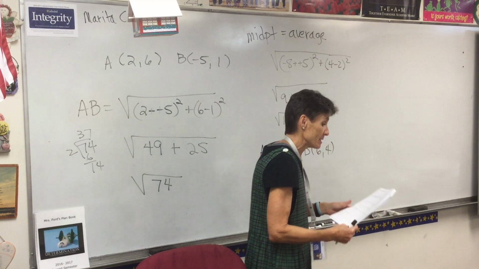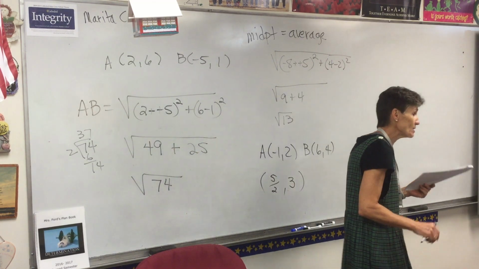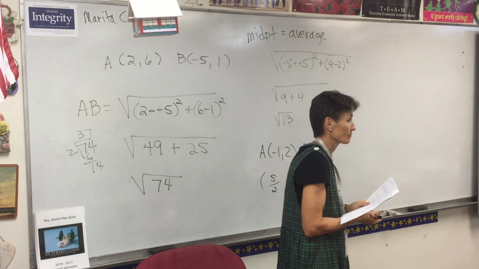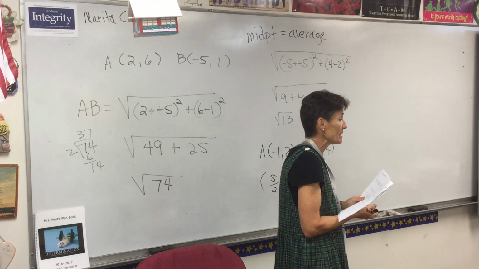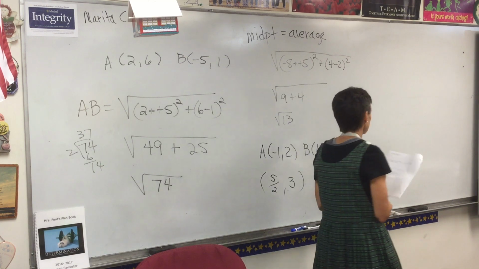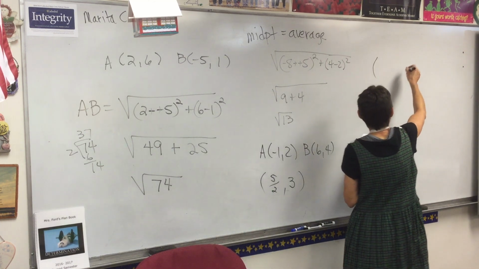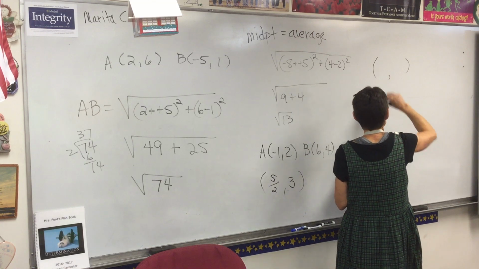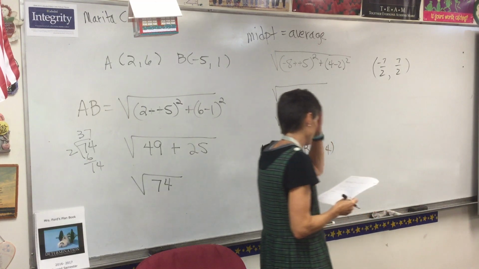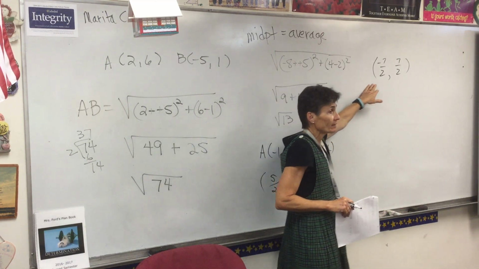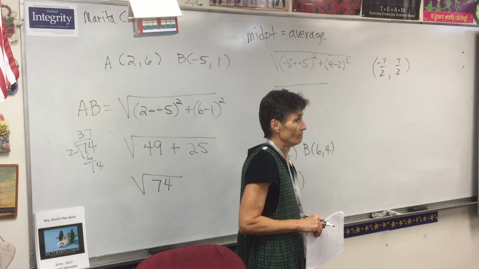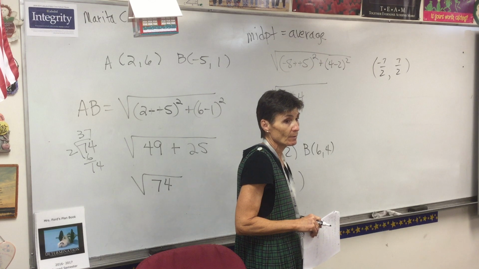All right, so go ahead and do B. Find the average x and y for problem B. Add the x's, divide by 2. Add the y's, divide by 2. You may leave them as decimals or fractions, whichever you're more comfortable with. This is what I got. You okay with that? Yep.